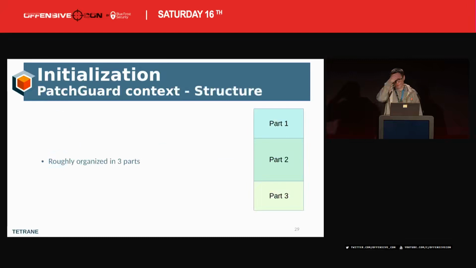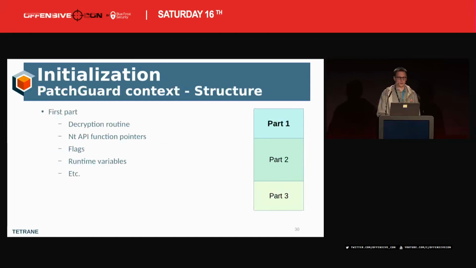So what about the structure? The structure is organized in 3 parts. The first part basically holds a decryption routine, which will be executed from this PatchGuard context structure, and some NT API function pointers, which are necessary since the structure and the PatchGuard context will be allocated at a random area. So to resolve function pointers, it would be complicated. So basically, it's holding its own function table. There are some flags that are used all along and some runtime variables, such as, for example, the total amount of data that has been already checked, and many other variables.